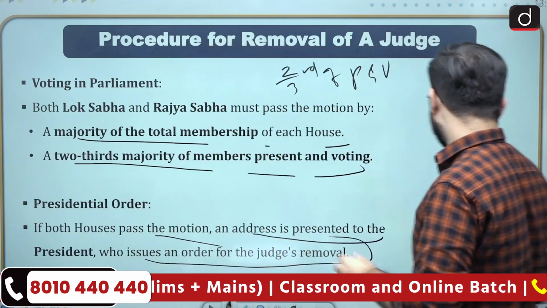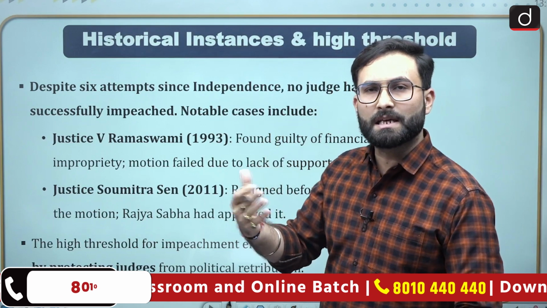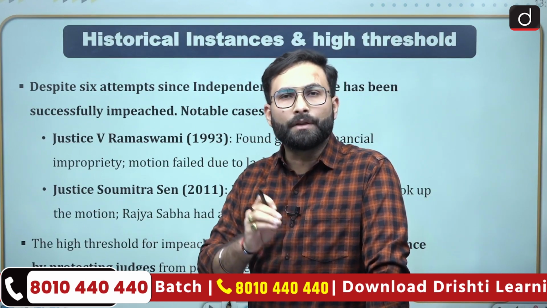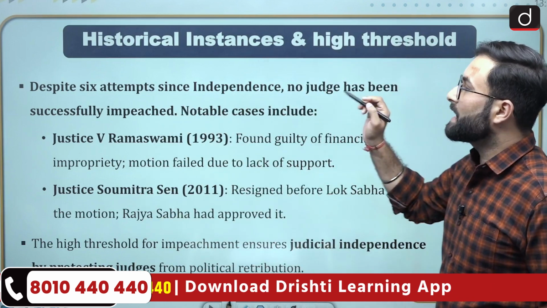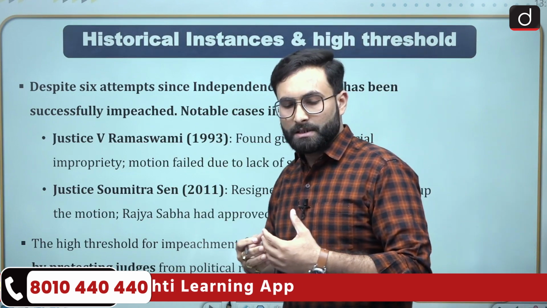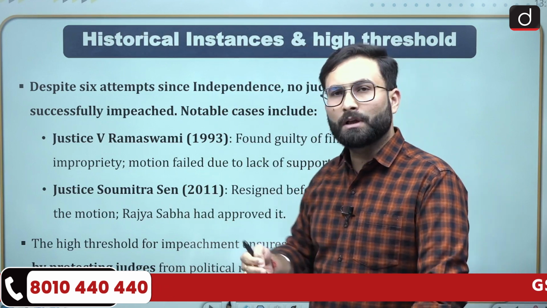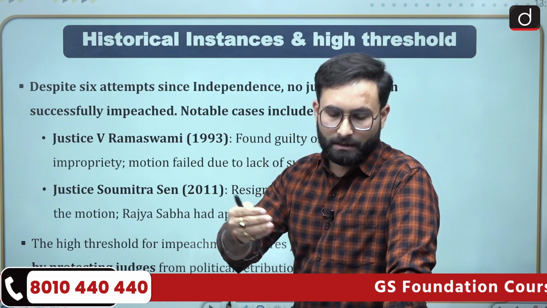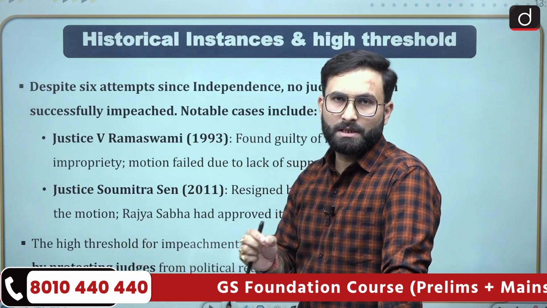Okay, now let's move further here. Historic instances, if we talk about, so there are various instances in the past in which proceedings have been initiated, but none of them was successful. Here you can say despite 6 attempts since independence, no judge has been successfully impeached. Okay, because first of all, the majority is very difficult to get in the house. That is one. And second thing is, when we are talking about the steps, there is this committee, and then there are various rounds of voting in the Rajya Sabha and then in the Lok Sabha. Okay, so all this procedure is time taking.